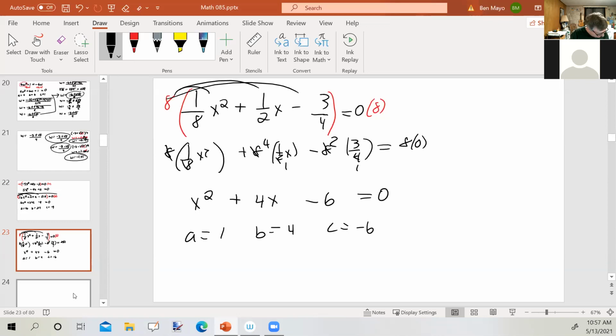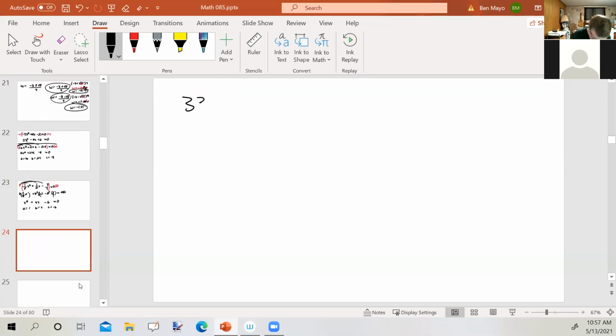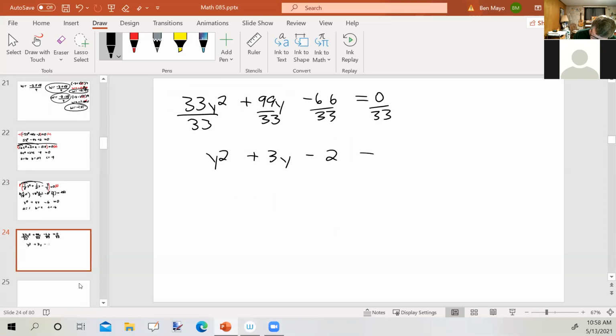And finally, here's another example, 33y squared plus 99y minus 66 equals 0. If we look at the three coefficients, 33, 99, and negative 66, can you see that they all are divisible by 33? So I could divide both sides of the equation by 33. Again, that would make the numbers nicer. A is 1, B is 3, C is negative 2.